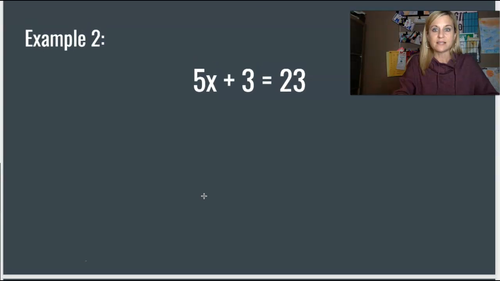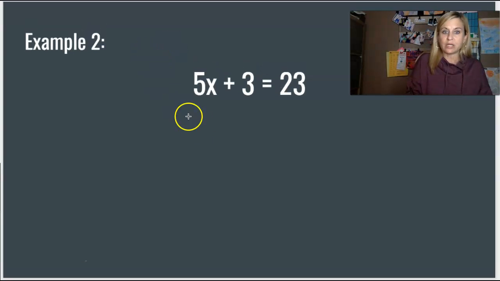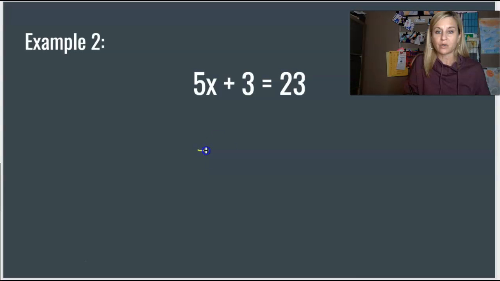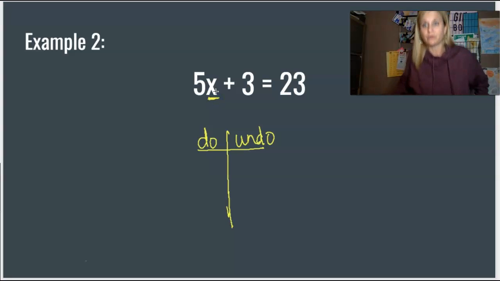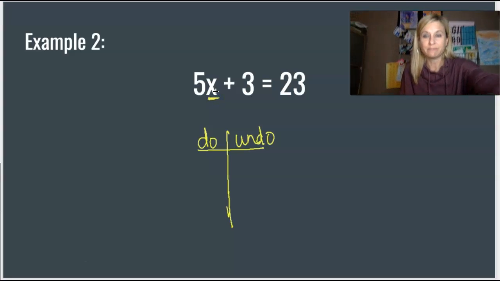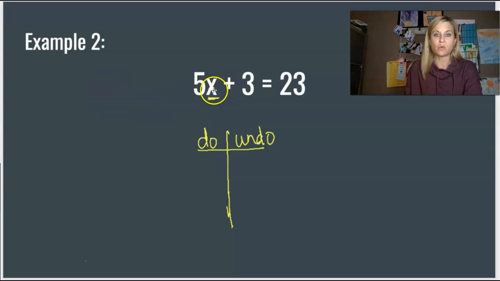All right, now it takes us to example 2. So now that we know about the do-undo chart, we're going to set ourselves up, okay? So we have do, and we have undo. Our job is to look at the X. X used to be alone, okay? But now some things have happened to X, right? So what's happened to X?